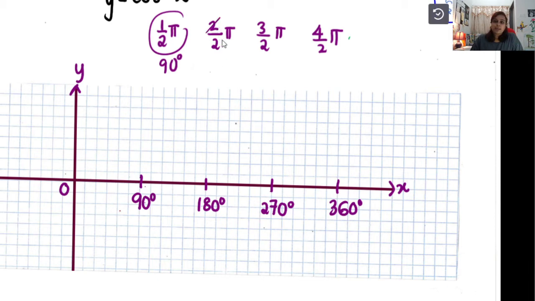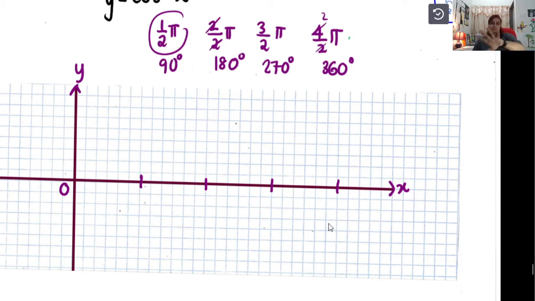2 over 2 is what? 2 over 2 is just pi only, right? So this is 180. The third one, 3 over 2, this will be 270. Then the last one, you cancel here, you'll get 2 pi. So this is 360. So if let's say you want to write in terms of pi, okay, erase this.